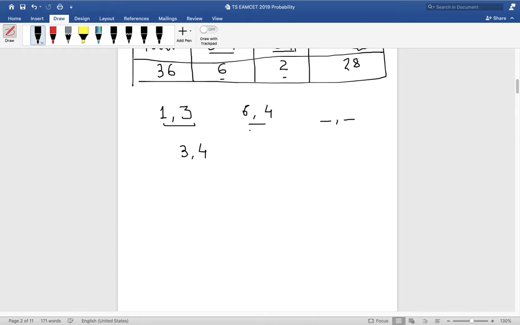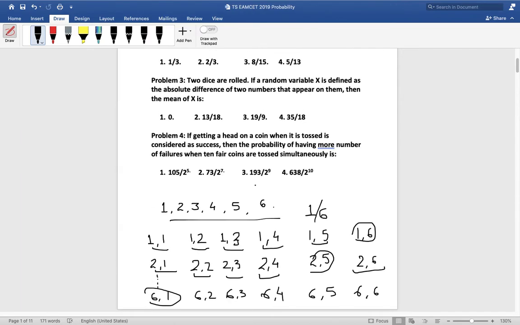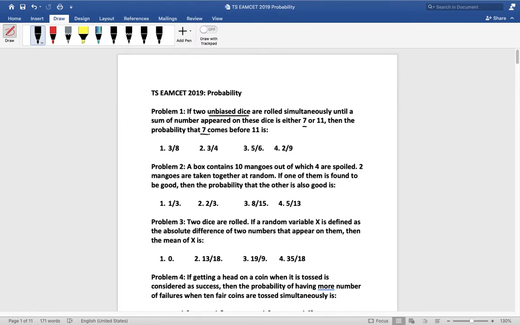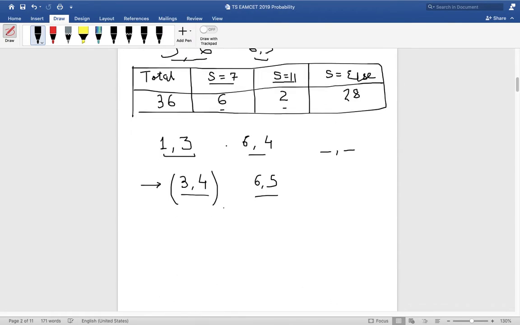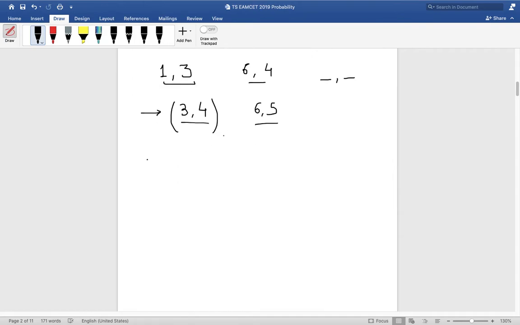Say on the third try I got 3 and 4. This is a sum of 7 and I will stop here. Or say, instead of 3 comma 4, I got 6 comma 5 on the third trial, so the sum is 11 and I will stop rolling the dice here. So I have to find the probability that I will get 7 first before I get an 11. Then the probability that 7 comes before 11. So how will that be expressed as a mathematical expression so that we can calculate the value of this problem?